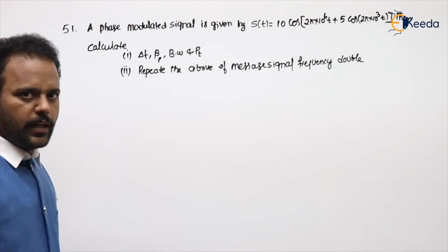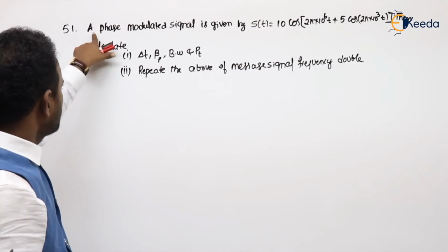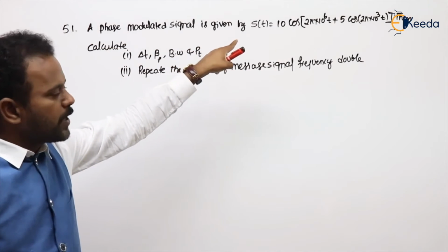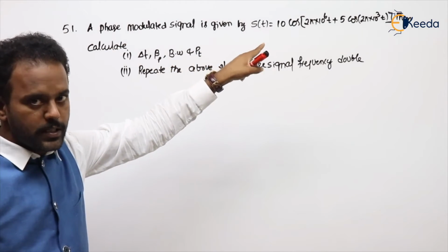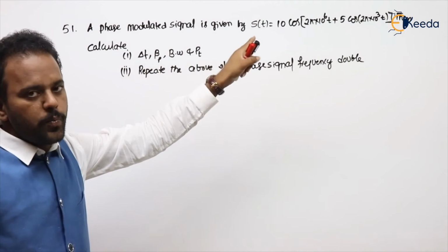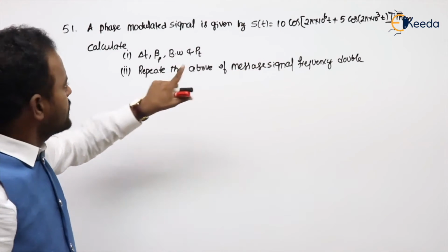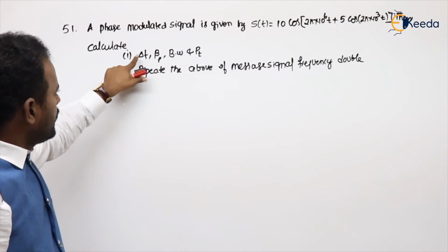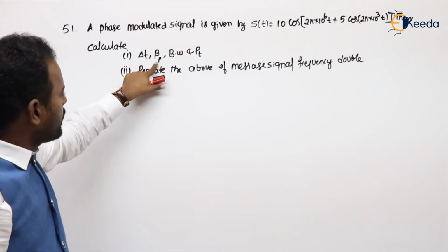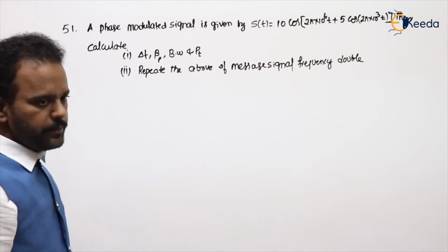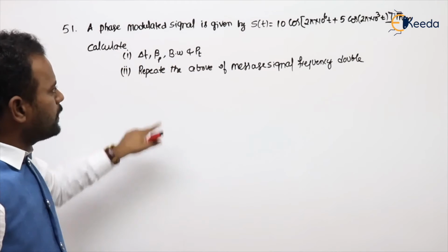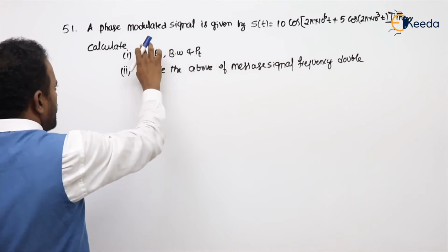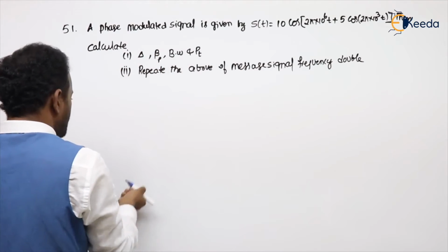Next, this is a problem on phase modulation. A phase modulated signal is given by S of t equal to 10 cos 2 pi into 10 power 6 t plus 5 cos 2 pi into 10 cube t. Calculate first delta f, beta p, bandwidth and power. Second problem, repeat the above if message signal frequency is doubled. Here not delta f, here it will be delta phi.